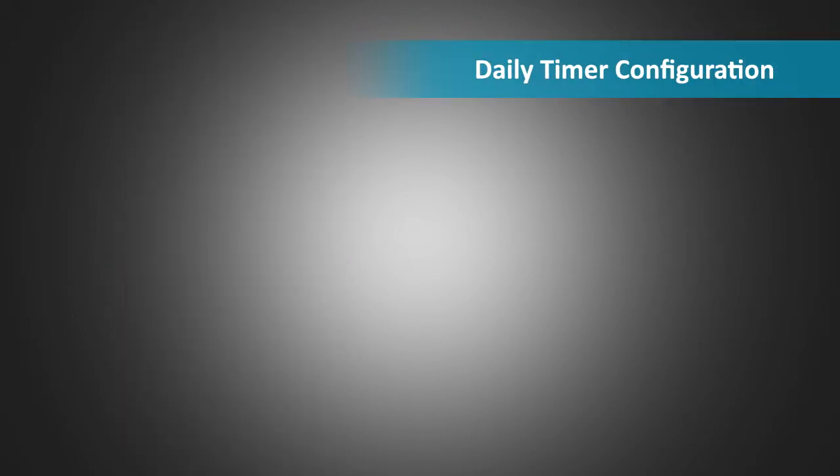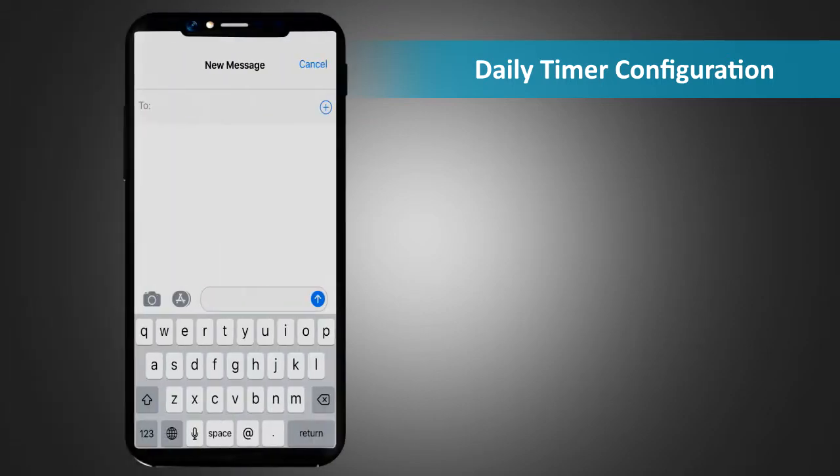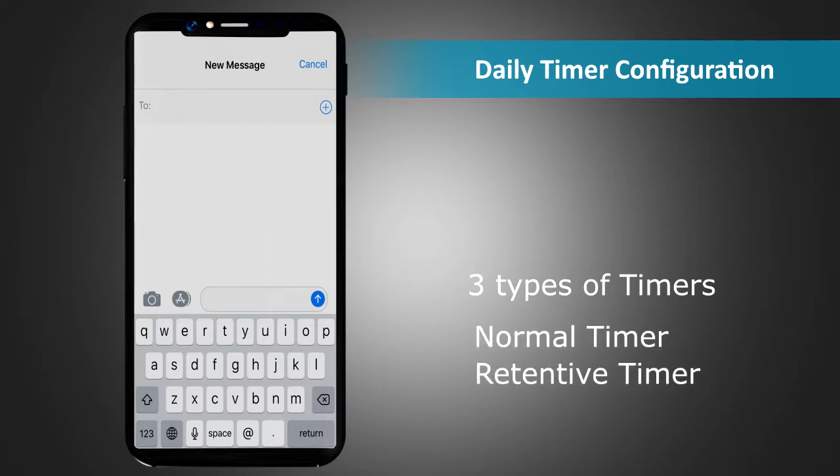Daily timer configuration through SMS. You can set 3 types of timers through SMS, which are normal timer, retentive timer, and daily timer.